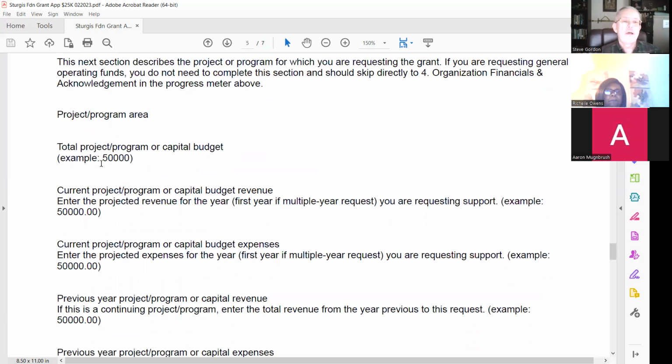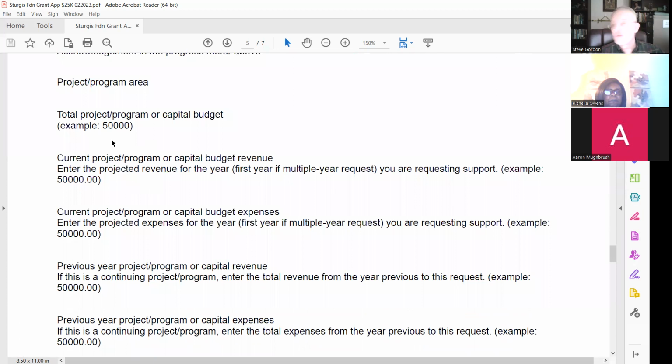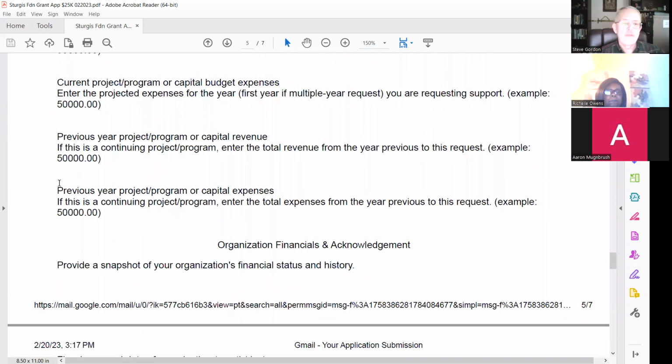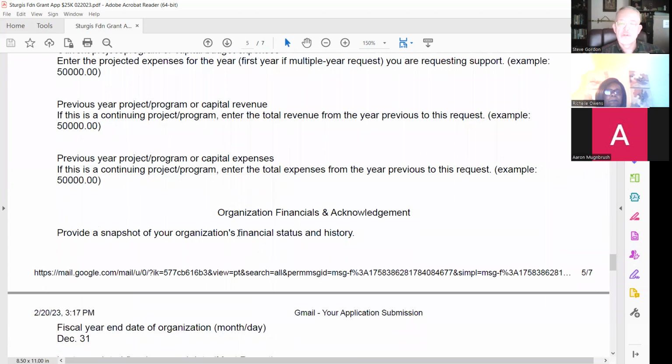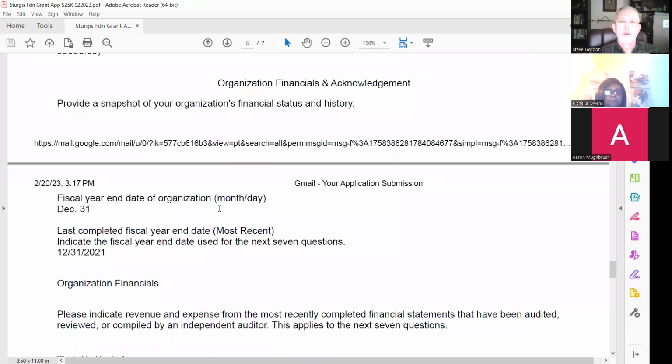Then they want to see a project budget. Well, there's no project budget because we're not doing a project. So you skip down. You'll skip all those fields and go right to organization, financials, acknowledgement, again, because you're not doing a specific project, but you're asking for general operating support. So you get to skip the project section. Okay.